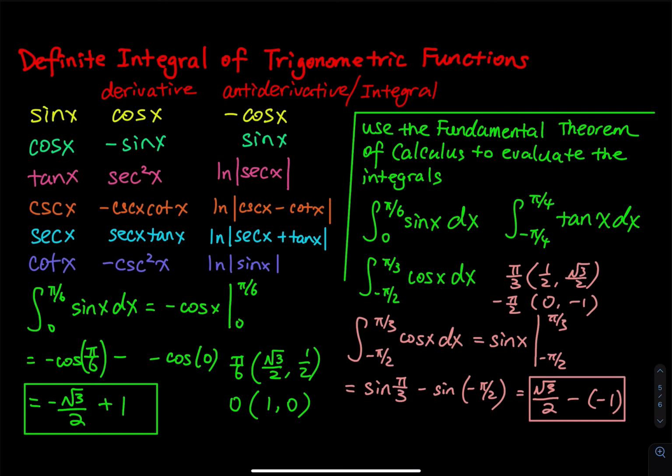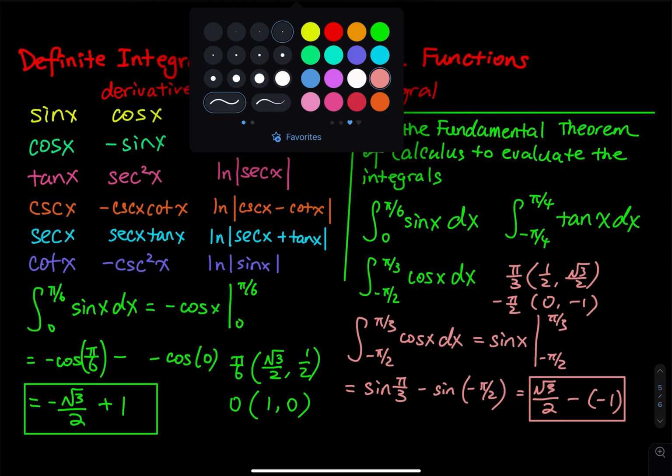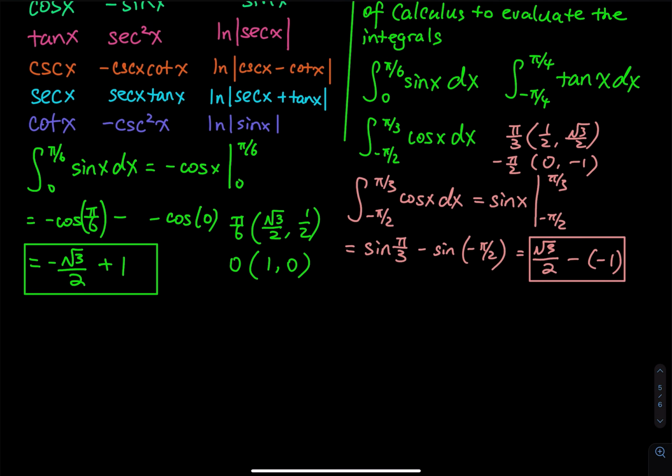So let's move on to the last one. The last one is the integral of tangent. Let's use pink. So we have the integral of tangent x dx, where x goes from -π/4 to π/4. As you can see above, the integral of tangent is equal to ln absolute value of secant x.